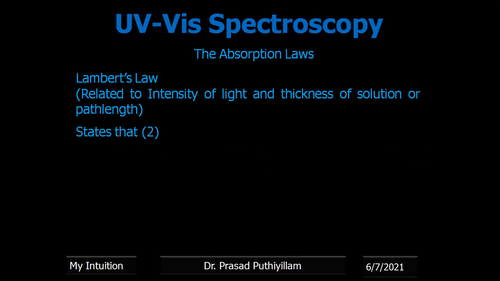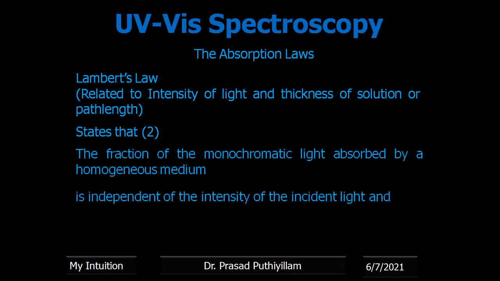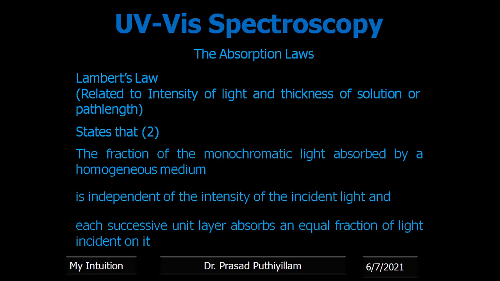Second statement: the fraction of monochromatic light absorbed by homogeneous media is independent of intensity of incident light, and each successive unit layer absorbs an equal fraction of light incident on it. So here, you have to consider the sample holder containing a sample as different parallel layers. Then each layer is absorbing. So as the layer moves on, that means the thickness is increasing.